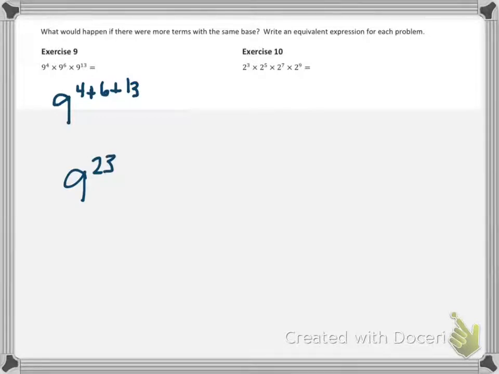And then, let's see, are all my bases the same? Yes, so my base is a 2, and then I'm just going to add 3 plus 5 plus 7 plus 9. And if I add those up, I think that's 24, so I'd get 2 to the 24th power.